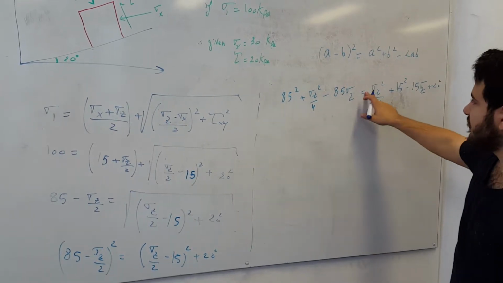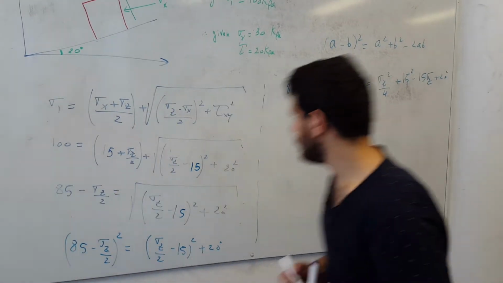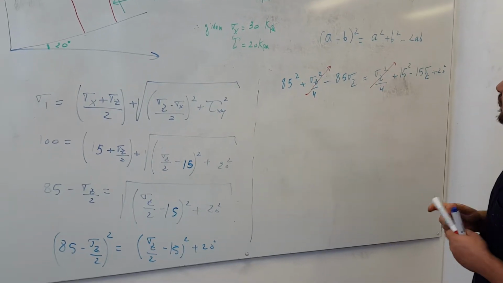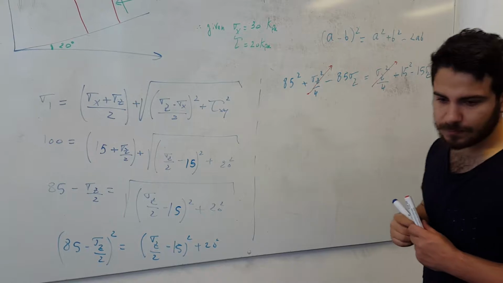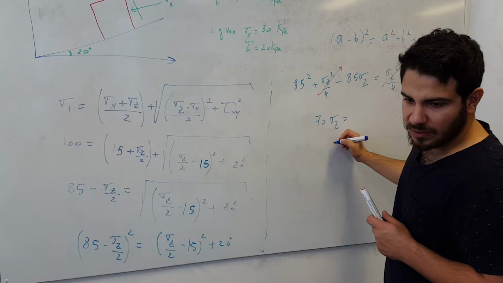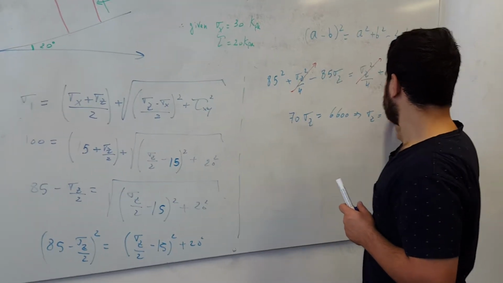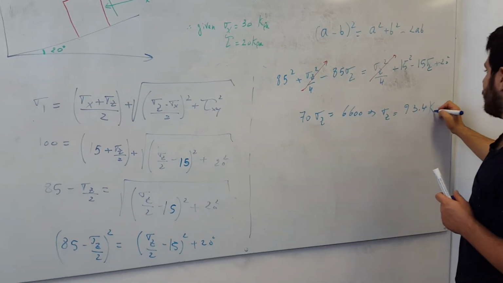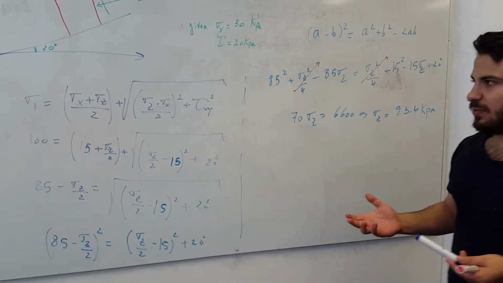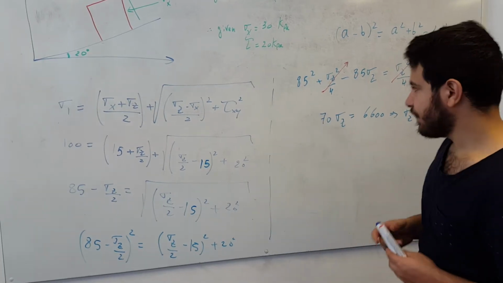Okay? Now sigma z squared over 4 and sigma z squared over 4 can be simplified. And so what we'd end up with after simplification is 70 sigma z equal to 6,600, and therefore sigma z equals 93.4 kPa. Okay, so that's the end of it. It's quite simple to understand. It's just one equation, but to simplify the equation is a very tedious amount of work.